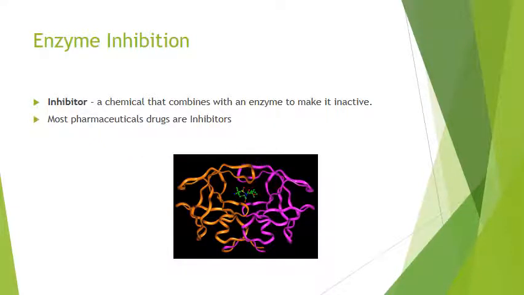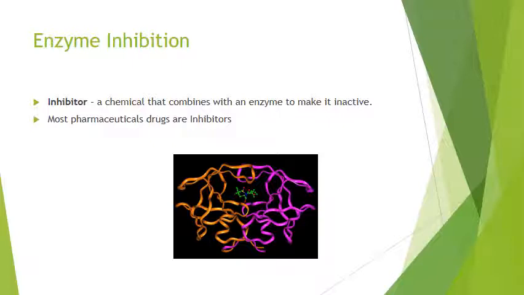Okay, just a couple more things here. One is called enzyme inhibition. An enzyme inhibitor is a chemical that combines with the enzyme to make it inactive. It almost stops it completely. And most pharmaceutical drugs are inhibitors, stopping enzymes' work.